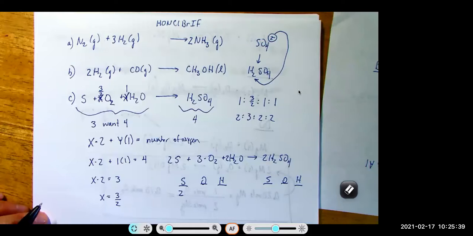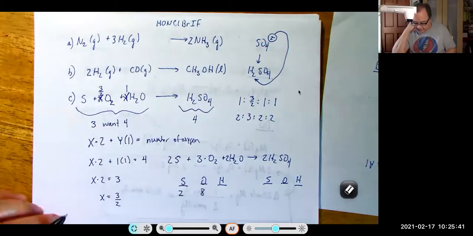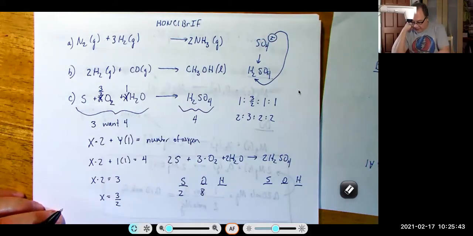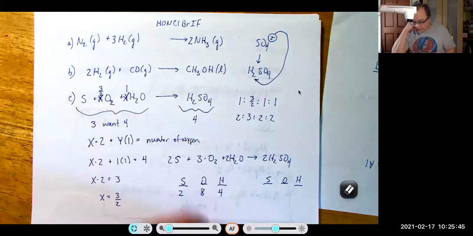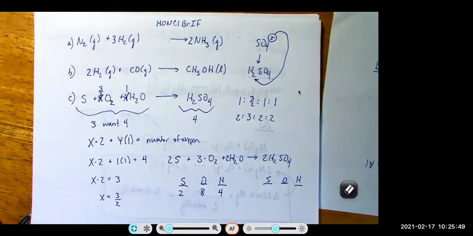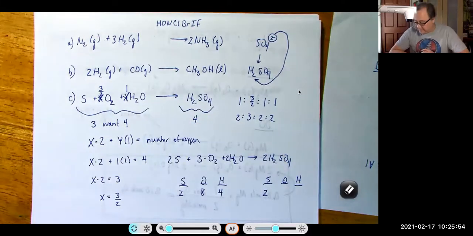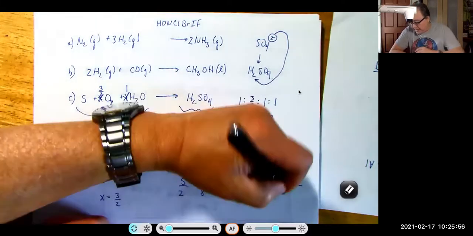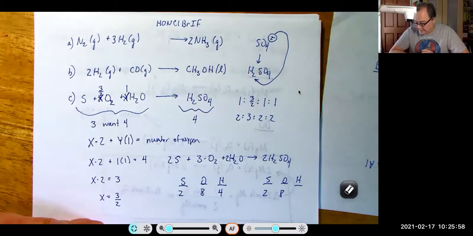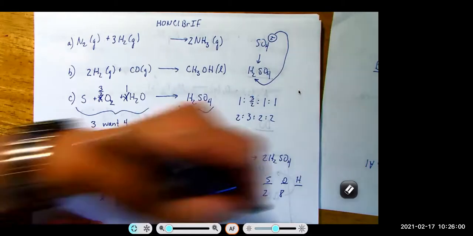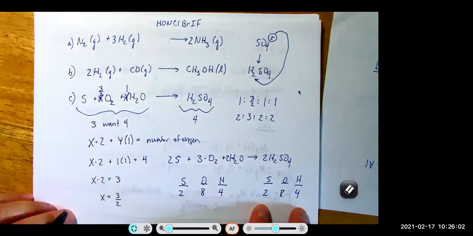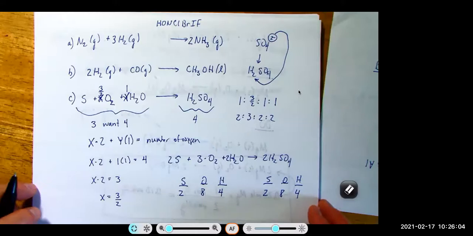8. Good. How many hydrogens? 4. Okay. How many sulfurs on the right? 1. Oh, 2, because of the coefficient. How many oxygens on the right? 8. And how many hydrogens on the right? 4. Okay, so do our lists match? They do. Yeah, I think that's the confusing part for me.